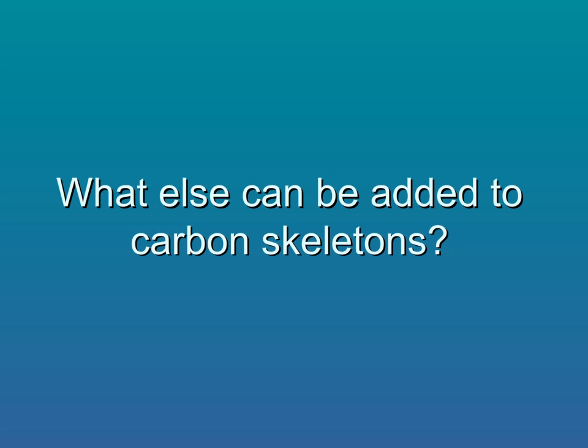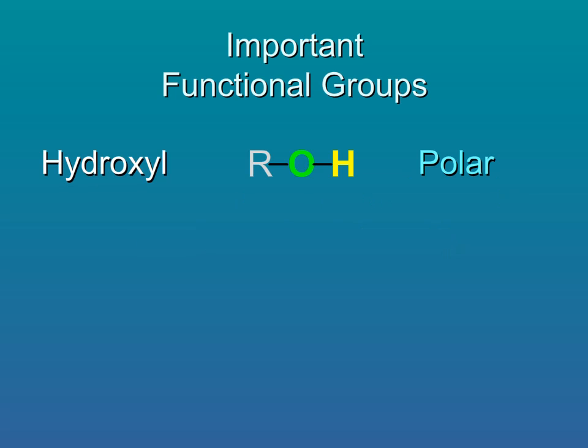Now, hydrogen is not the only thing that can be added to a carbon skeleton. Other atoms can be added, but in organic molecules, we are most concerned with special groups of atoms called functional groups. There are many functional groups, but you're required to know only 6 of them. The first is hydroxyl. It consists of an oxygen bonded to a hydrogen atom. The R represents the organic molecule.